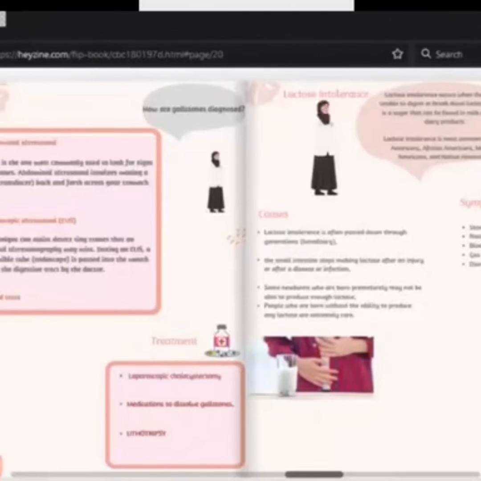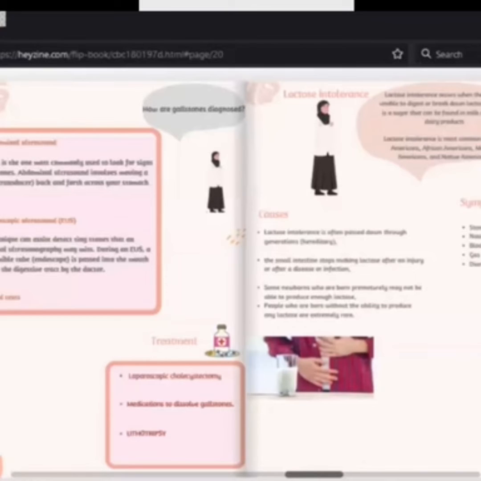Now, lactose intolerance. Lactose intolerance occurs when the body is unable to digest or break down lactose. Lactose is a sugar that can be found in milk and other dairy products. Lactose intolerance is most common in Asian Americans, African Americans, Mexican Americans, and Native Americans.